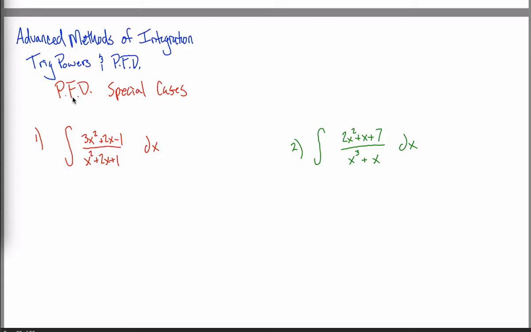All right, last video on partial fraction decomposition, which is the second of the two topics that we talk about in 5.7 of your book. In this video, I want to get into a couple special cases of partial fraction decomposition. There's exactly two of them, hence exactly two examples here.